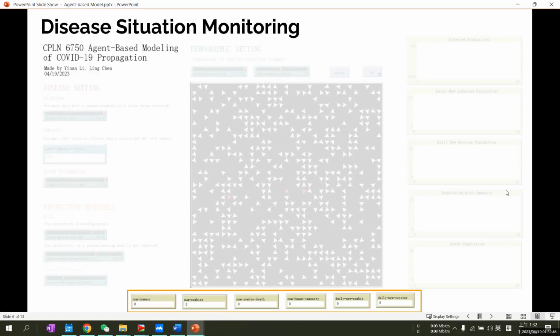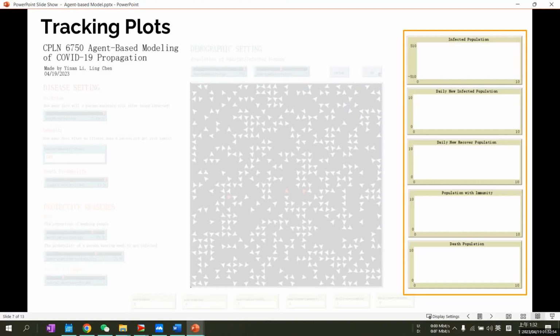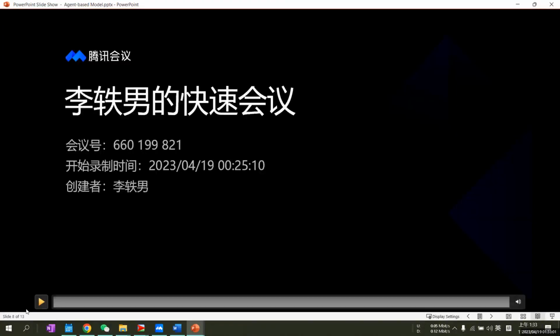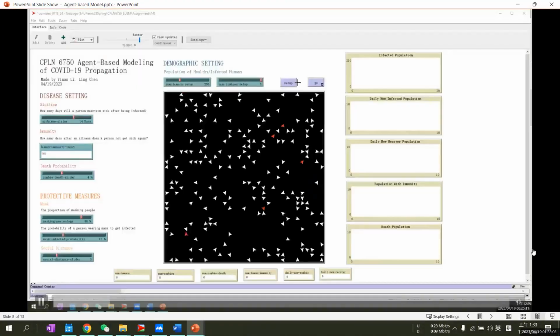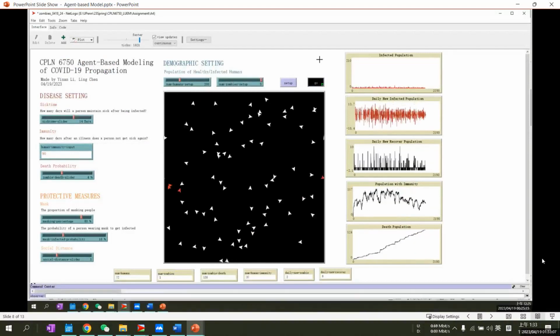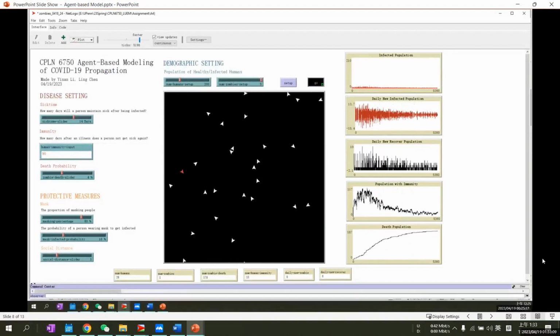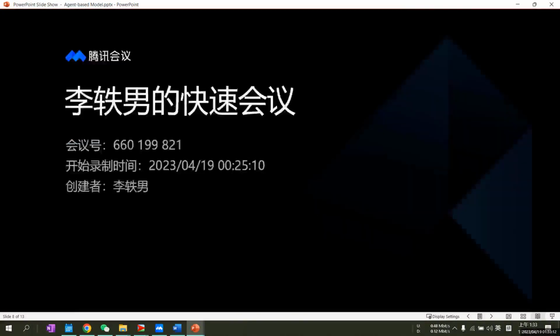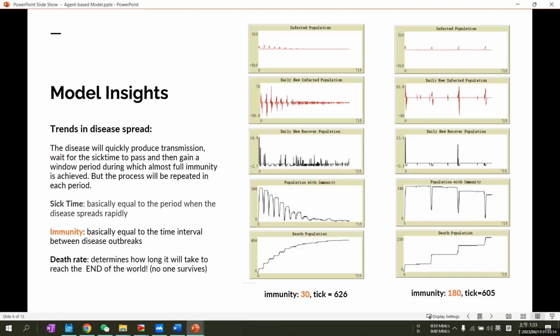Disease situation monitoring shows instant figures of healthy, infected, deaths, immune population, as well as daily new infections and kills, while tracking plots give a general idea of the change of population in each category. And this is the overall model simulation process. So now we're going to talk about our model insights.